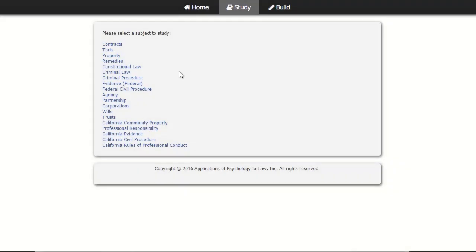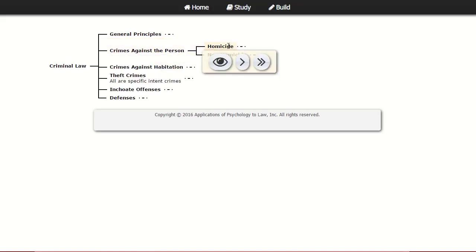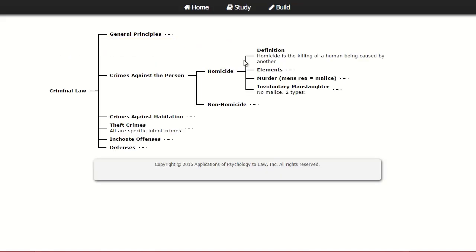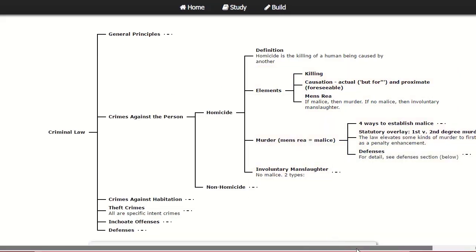So I want to start with criminal law. I'm in our Proponics learning environment and going to criminal law. The pattern I want to focus on is homicide. So crimes against the person, homicide. And what I want to focus on would be the basic elements and specifically the concept of malice.